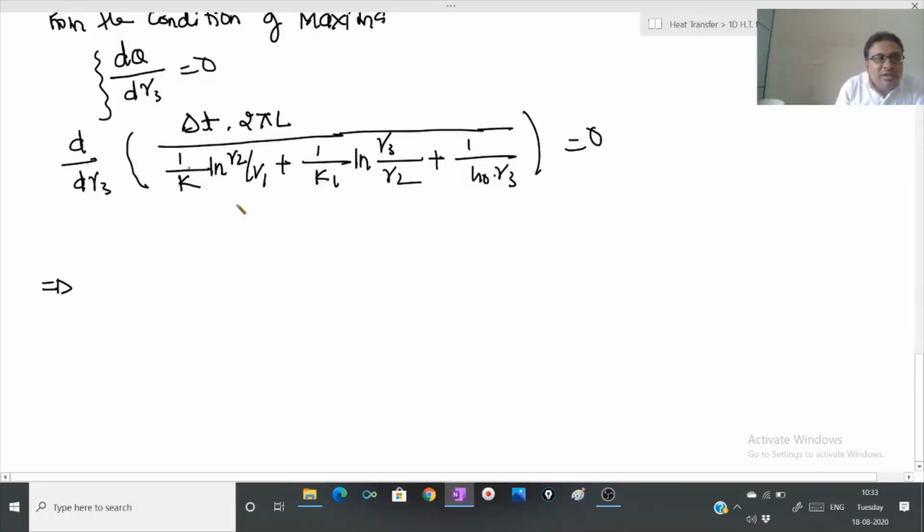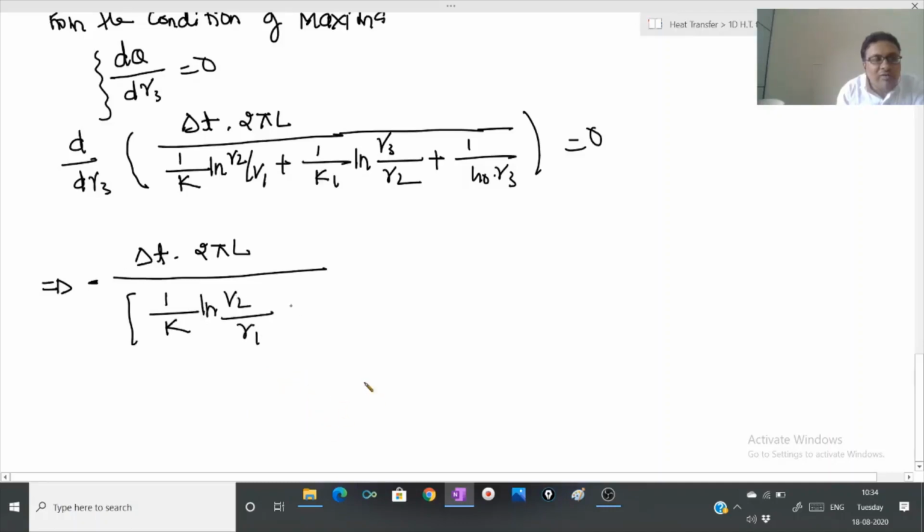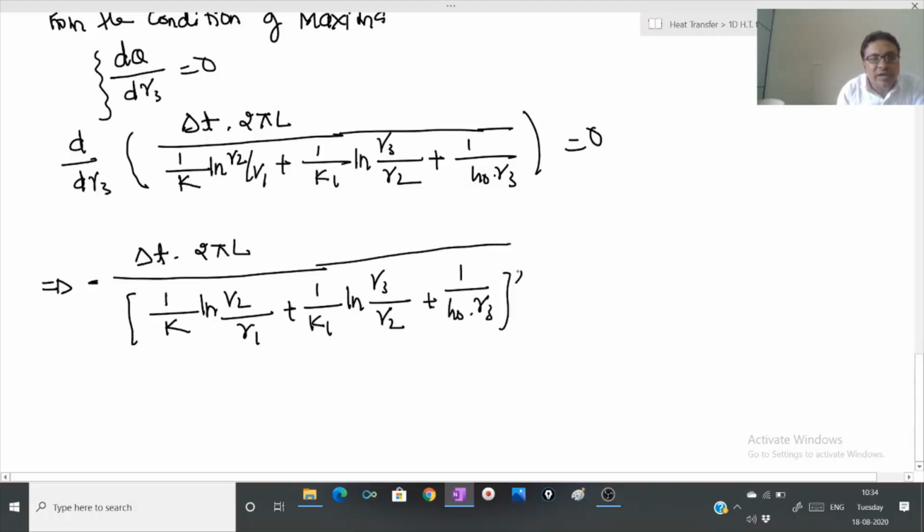So the differentiation will be delta T into 2 pi L over T square, where the differentiation of 1 by a term is minus 1 over T square, if this entire term is assumed to be T. So minus will come into picture and this will become 1 over k log of R2 over R1 plus 1 over k1 log of R3 over R2 plus 1 over h0 into R3, whole square.